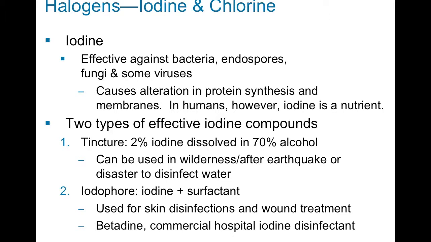One is a tincture, and the second is called an iodophore. A tincture is generally 2% iodine dissolved in 70% alcohol, and that can be isopropyl alcohol or ethanol. A tincture is a great way to disinfect water, and you can add it to water and let the water sit, and it will kill everything in the water. It can be used in the wilderness or after an earthquake or a disaster.